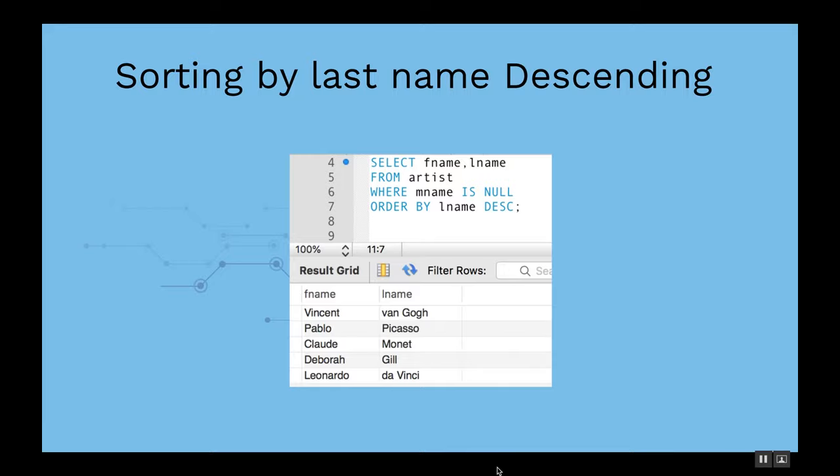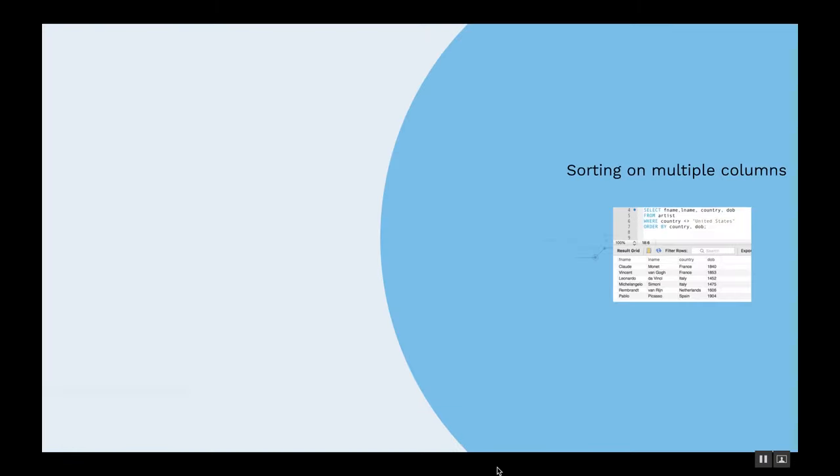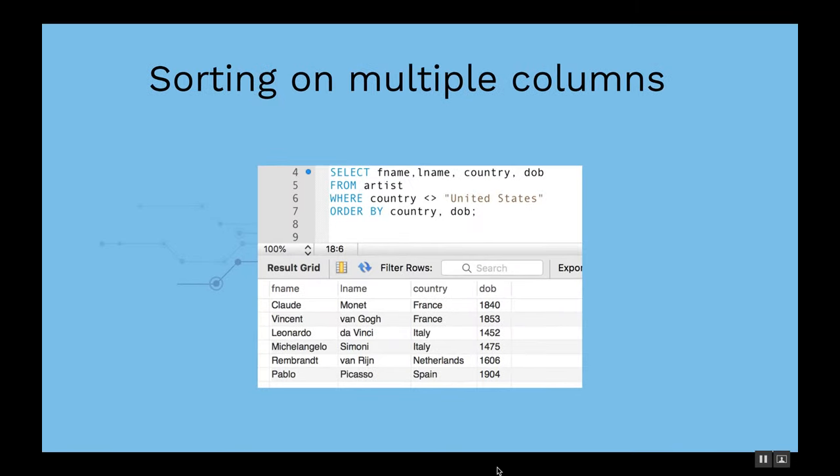This one shows the same query but with the keyword descending DESC added. Now the order is reversed. Those later in the alphabet show up first. You can even sort on multiple columns. This is sorted by country and then within country by date of birth.